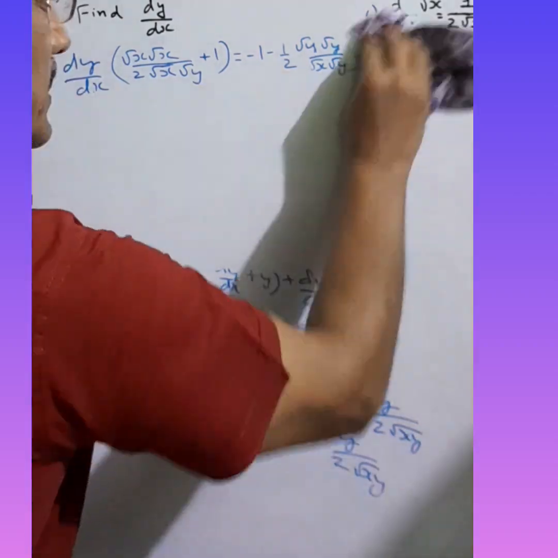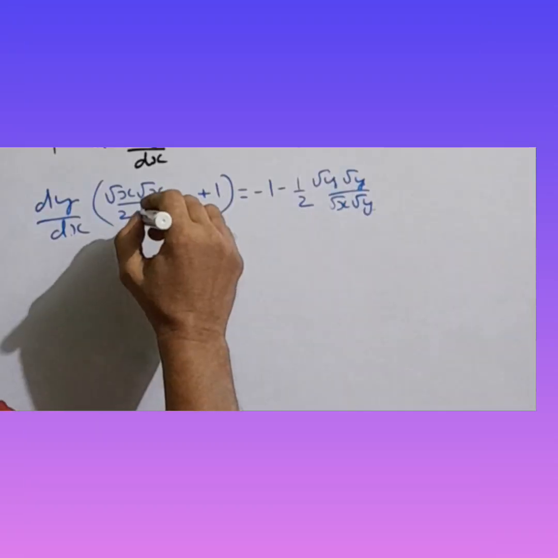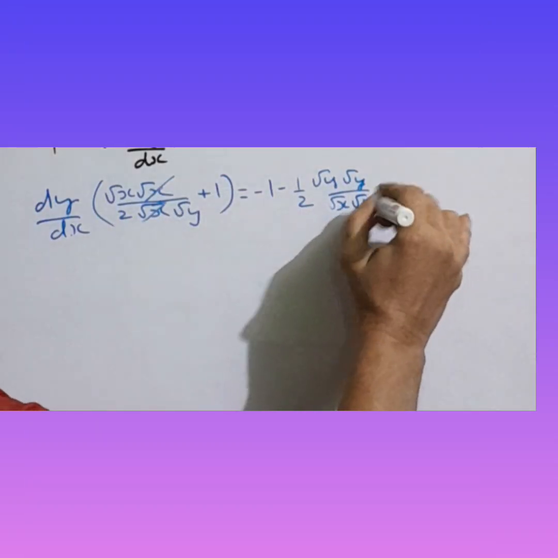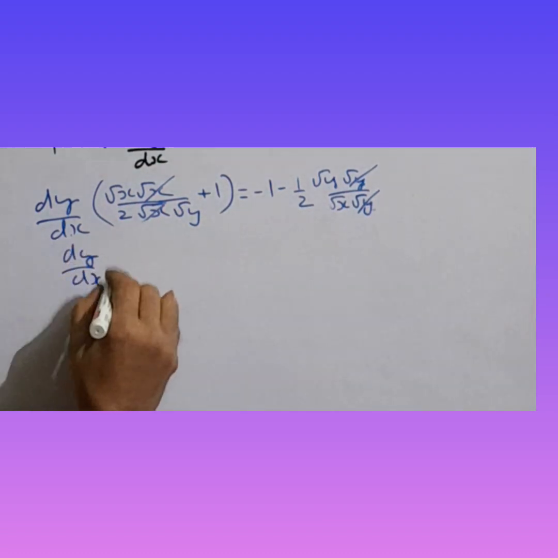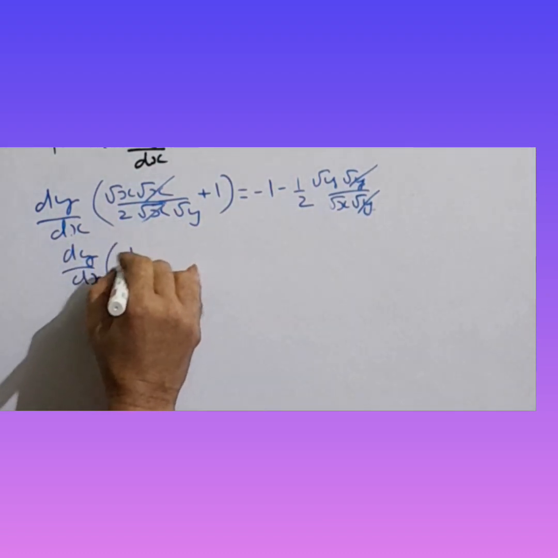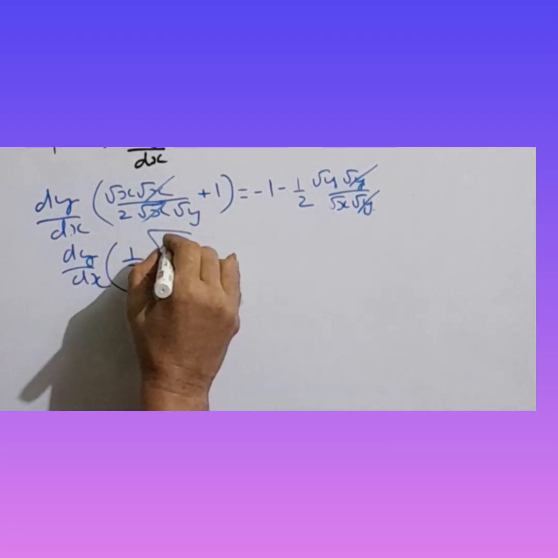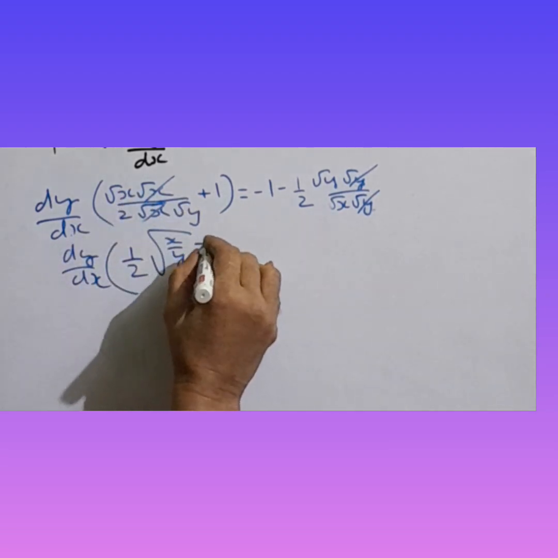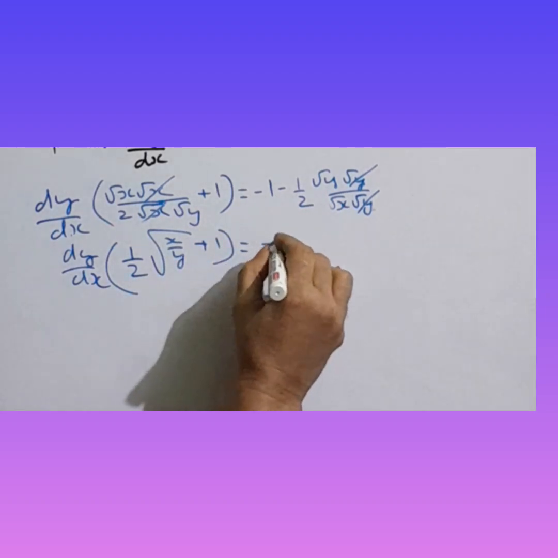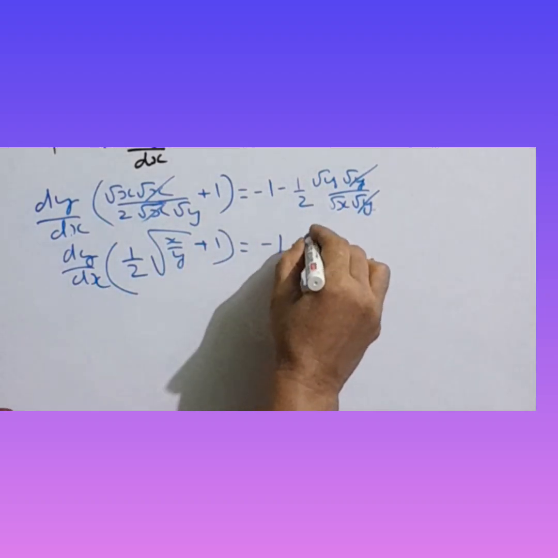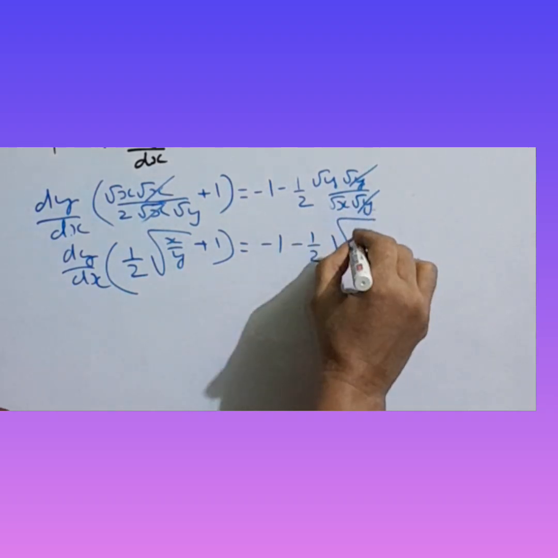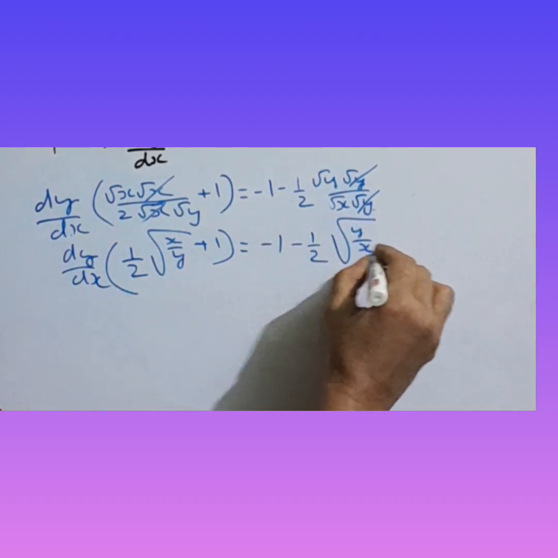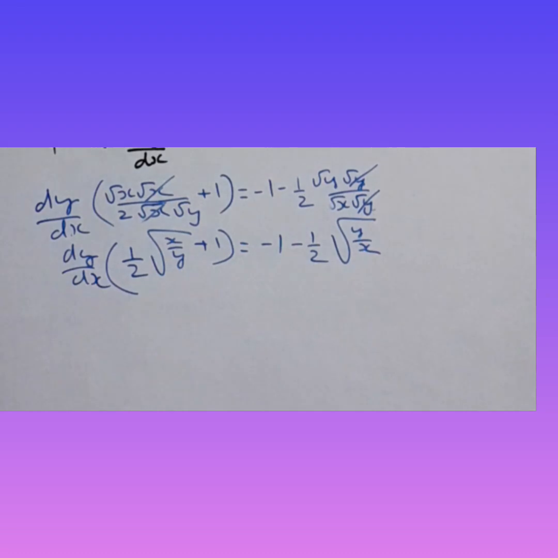So this gets cancelled, this gets cancelled, so it is dy by dx, 1 by 2, we can write it as x upon y because both are root, plus 1 is equal to minus 1 minus half. Even here I can write it as root y over x. Alright, so this is what I've got over here.